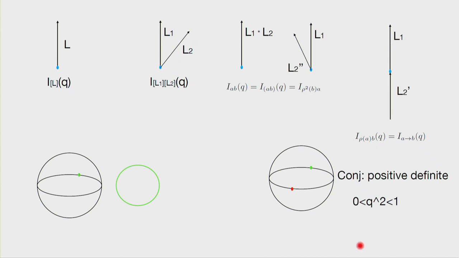And now the conjecture is that if this can be lifted to the physical theory with some supergravity background, there will be a positivity so that I of A, B is a positive definite pairing on the space of lines, at least as long as the parameter Q is real.